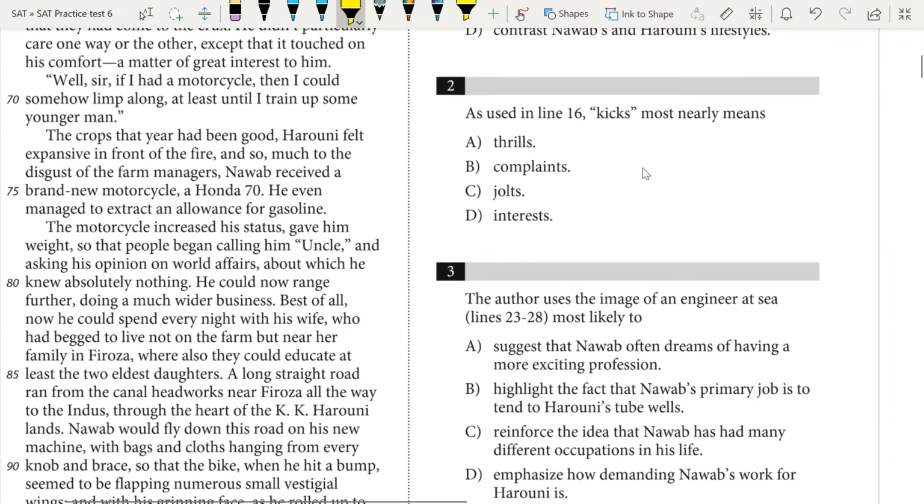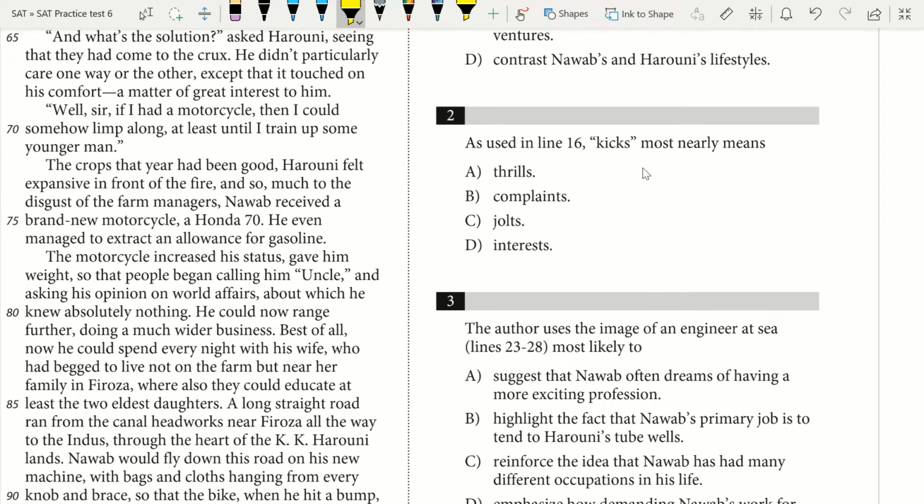"And what's the solution?" asked Hirani, seeing that they had come to a crux. He didn't particularly care one way or the other, except that it touched on his comfort, a matter of great interest to him. "Well, sir, if I had a motorcycle, then I could somehow limp along, at least until I trained up some younger man." The crops that year had been good. Hirani felt expansive in front of the fire, so much to the disgust of the farm managers.